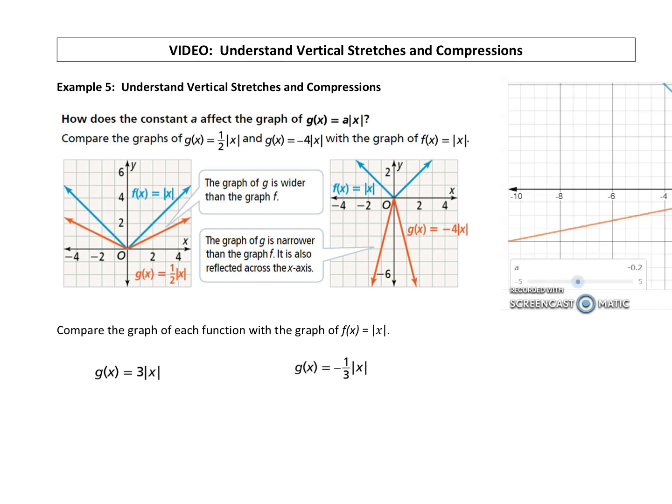If you have g of x equals -4 times the absolute value of x, our a value is -4. So two things are happening. There's a reflection across the x-axis, and the 4 is stretching our graph. It's a vertical stretch. So you can see that our red function down here, the g of x, got reflected across the x-axis. Now it's opening down, and then it stretched vertically, which is making it more narrow than our parent function.